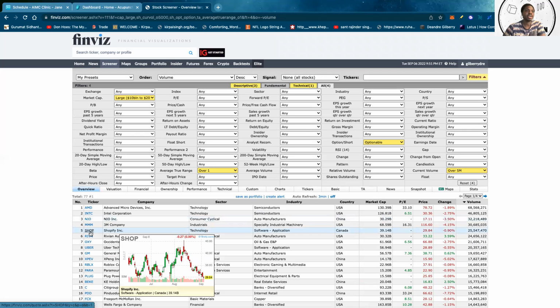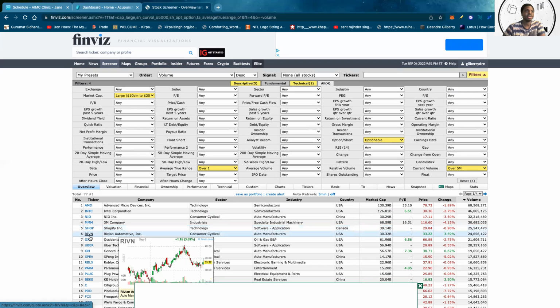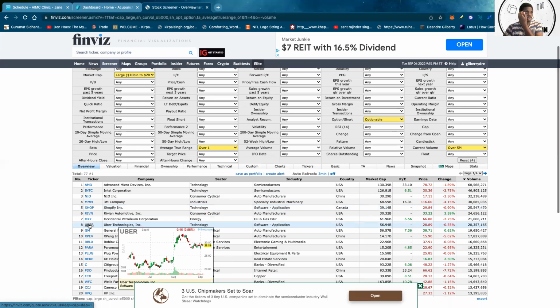Shopify, look at that, beautiful setup. It's like a quadruple bottom. We'll see if that holds. Just like the whole market right now, a lot of things are in support, and even long-term support too. So like weekly support, daily support. A lot of tickers are like that right now.